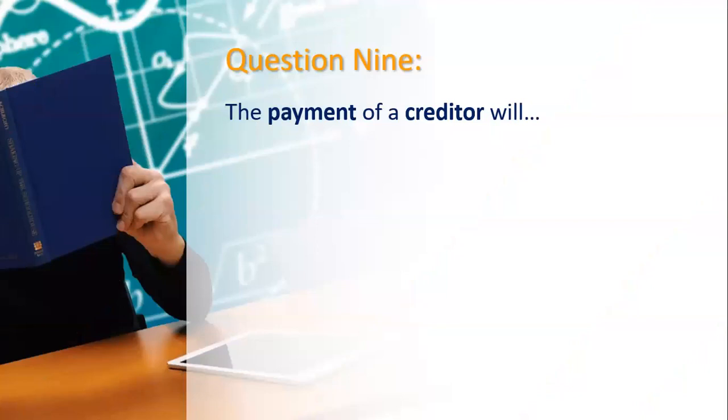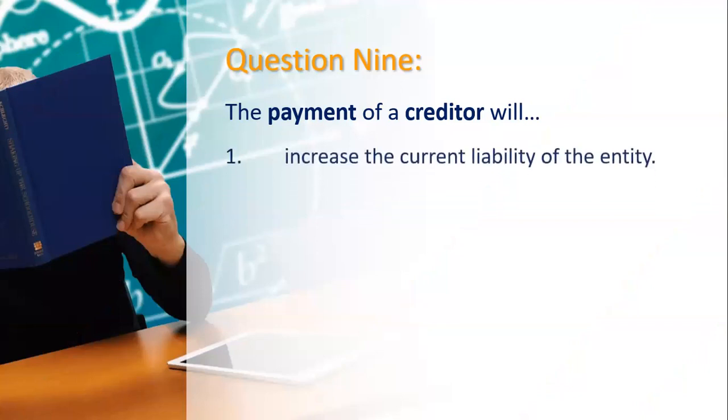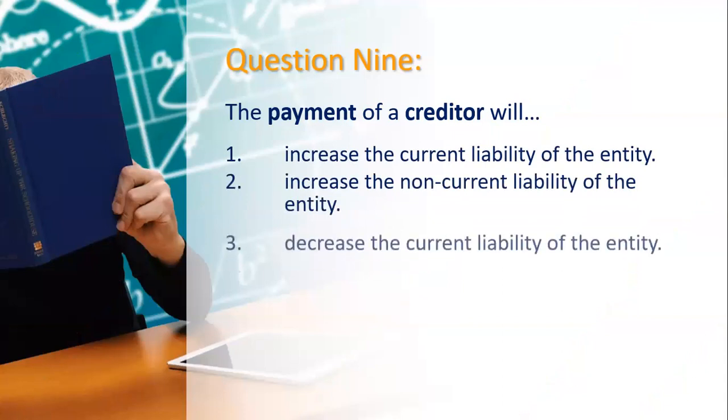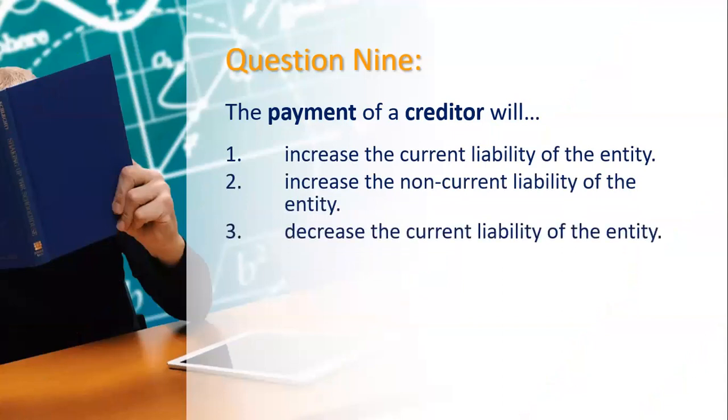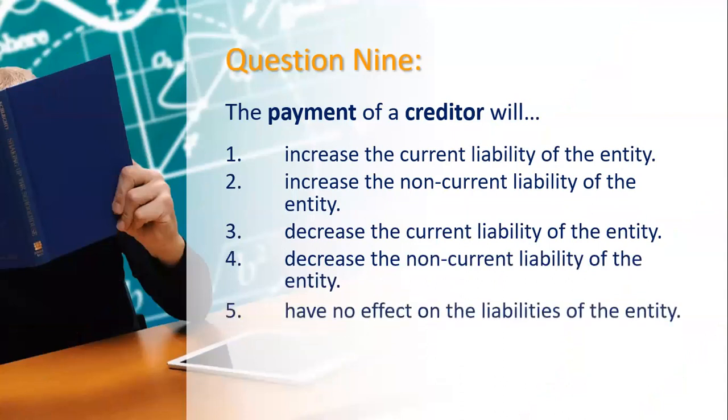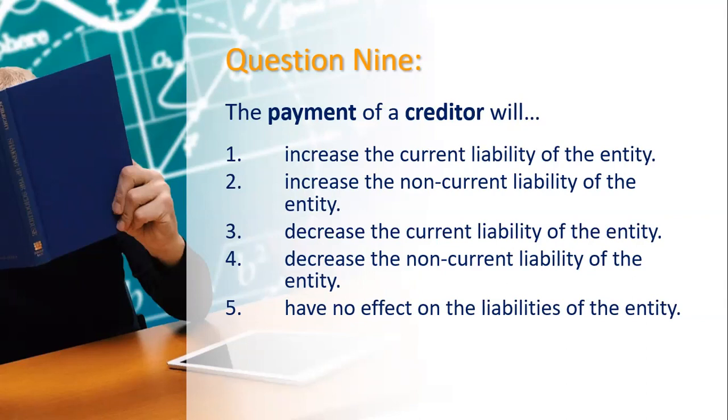So we've done questions 1 through to 8. Now looking at question 9, which reads as follows: the payment of the creditor will, option 1, increase the current liability of the entity; 2, increase the non-current liability of the entity; 3, decrease the current liability of the entity; 4, decrease the non-current liability of the entity; or 5, have no effect on the liabilities of the entity. Okay, so this is a straightforward theory question.